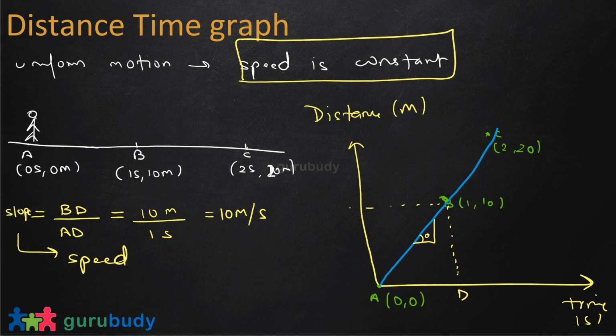So one thing we have learned in this distance time graph is that for uniform motion, the distance time graph has a straight line, and then you can calculate the speed by the slope of the distance time graph. If questions are given to you in terms of graphs and they ask you to calculate the speed, you just take the slope of that graph, and that will give you the speed at that motion. Okay.